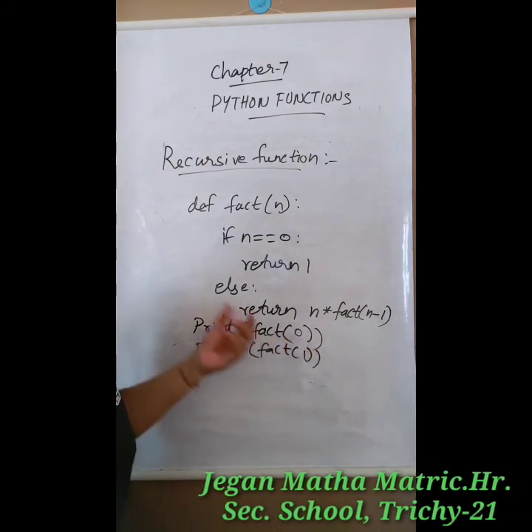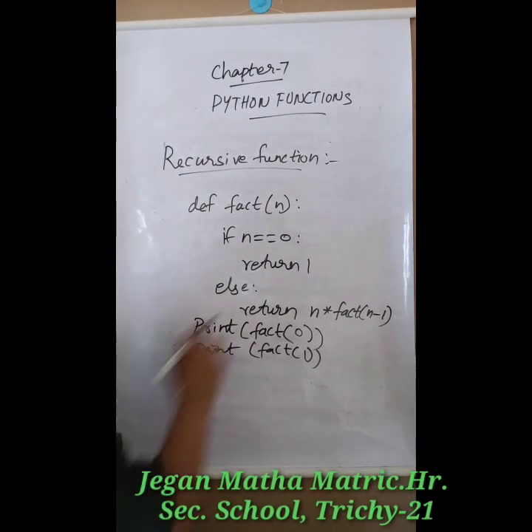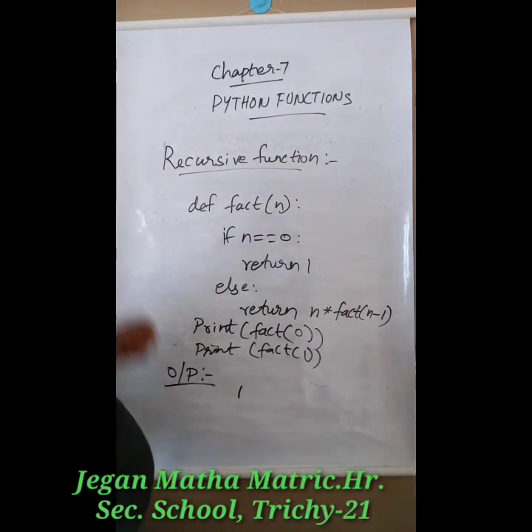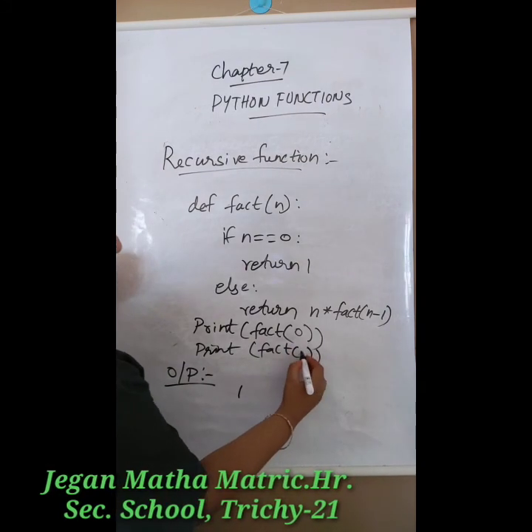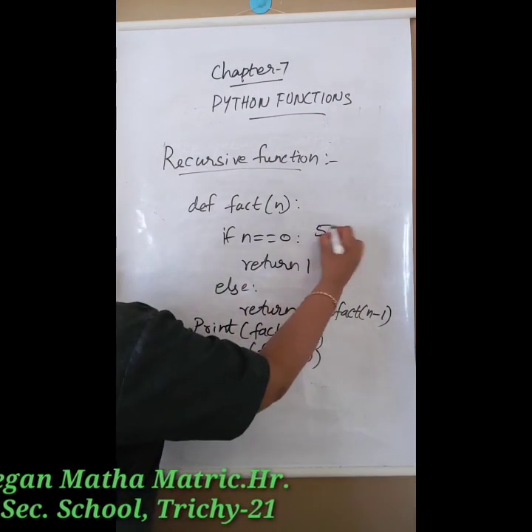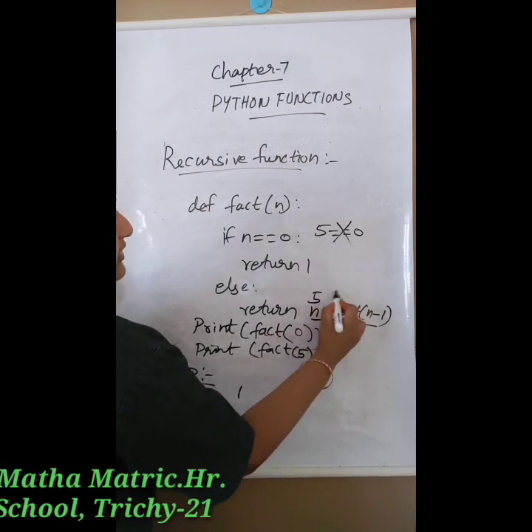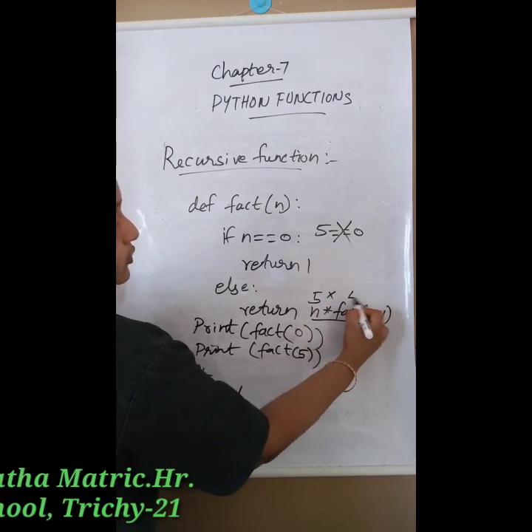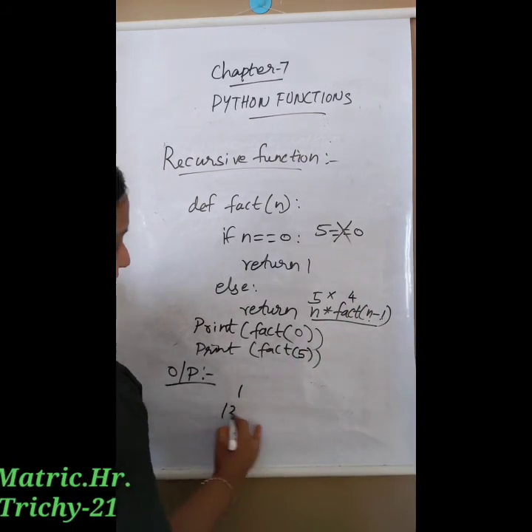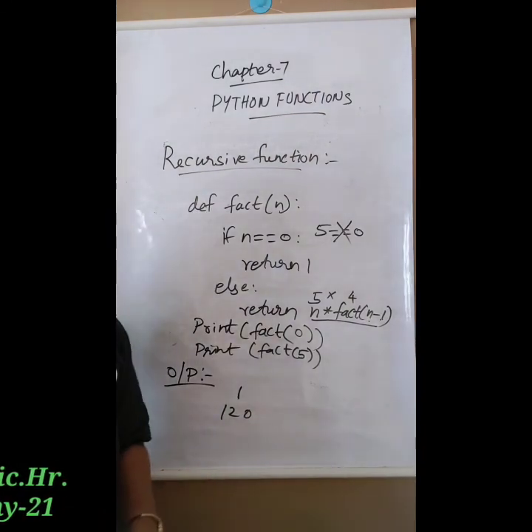First one is 0. So it comes here: 0 equal to 0. The condition is true, so it produces the result 1. Output is 1. Next, here we use a value 5. When it comes here, it is compared with 5 equal to 0. The condition is not true, so it returns 5 into fact of 5 minus 1, that is 4. So the factorial value, the answer, is 120. So this is the example for a recursive function.